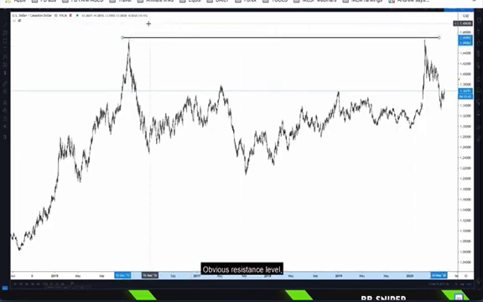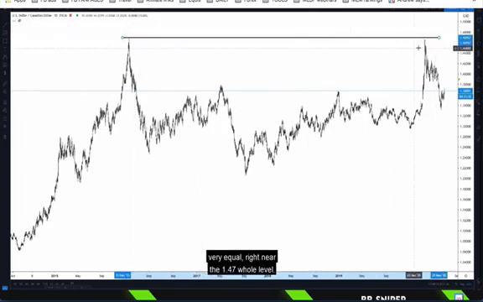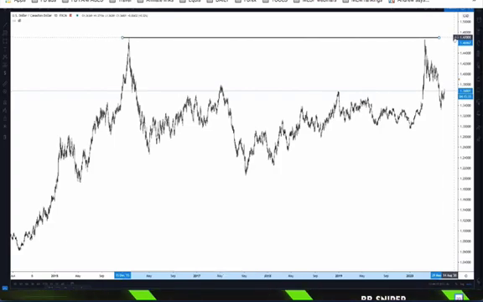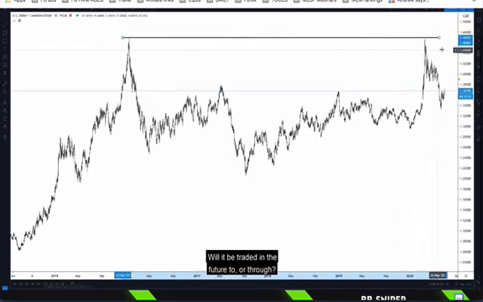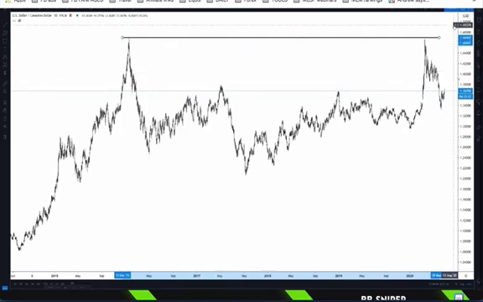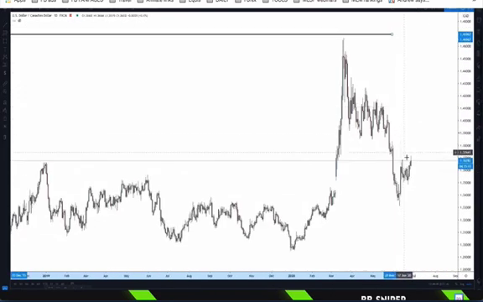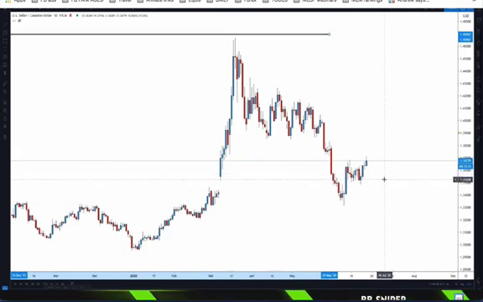Obvious resistance level. Very equal, right near the 1.47 whole level. At the time of this video, it has not been traded through. Will it be traded in the future to or through? We'll have to see.